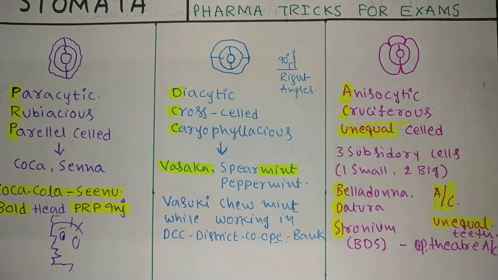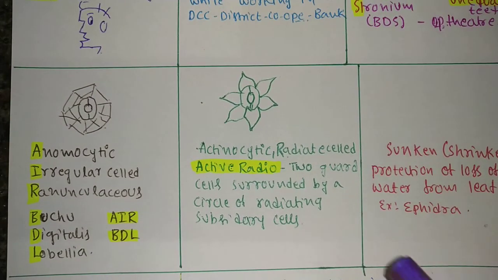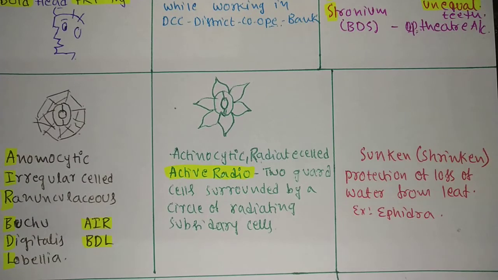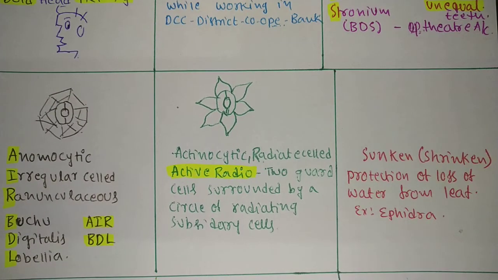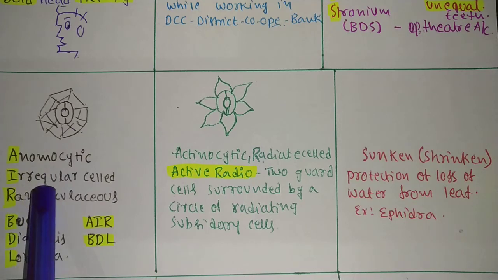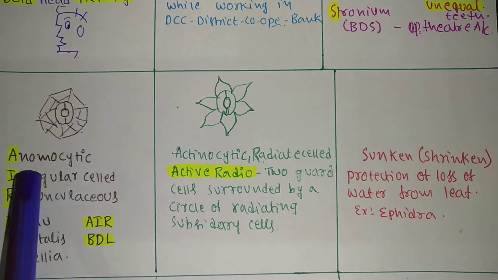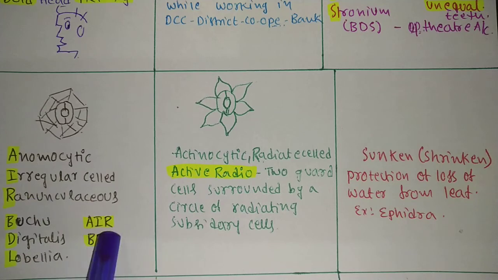Next, take a screenshot. Anomocytic, also called irregular-celled, ranunculaceous. See, anomocytic, irregular-celled, ranunculaceous. Irregular, there is no regularity. AIR, air, you can remember.